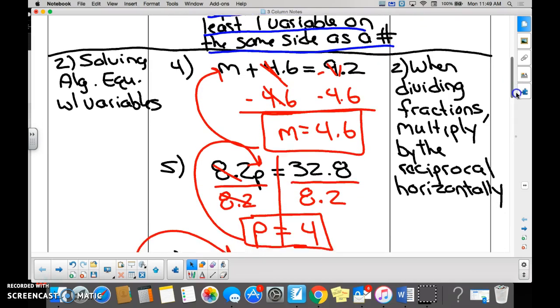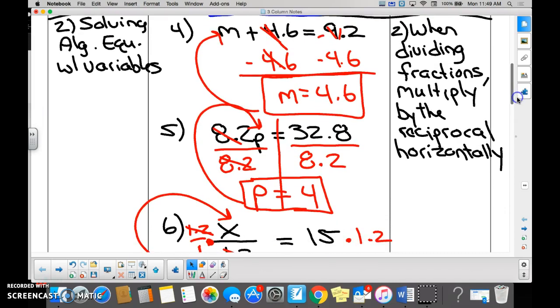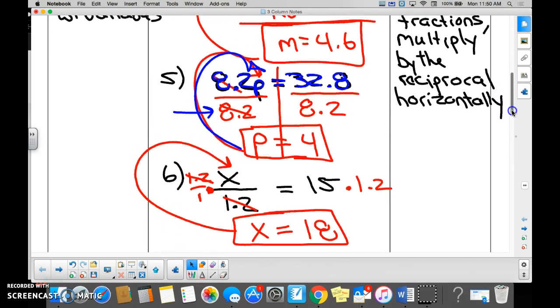Number 5, how do you undo multiplication? When I ask that question, I want everyone to answer, right? So my problem was 8 and 2/10 p is equal to 32 and 8/10. How do you undo multiplication? Division. So we showed our division. We divided both sides by 8 and 2/10. We got 4. Smart people always. Thank you.